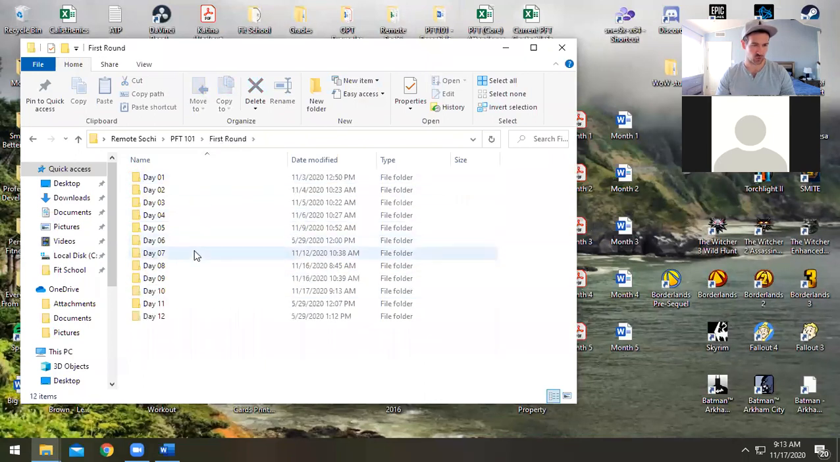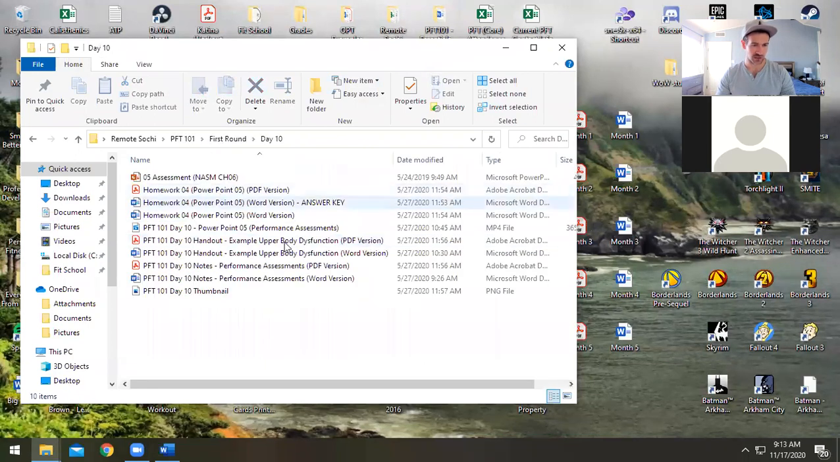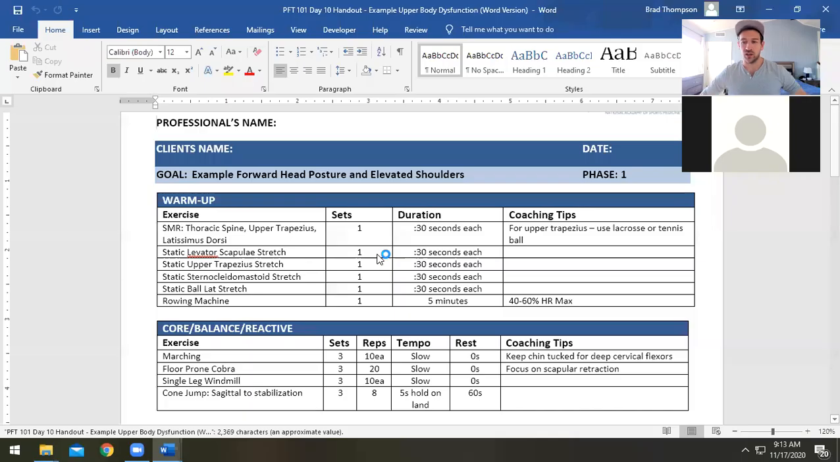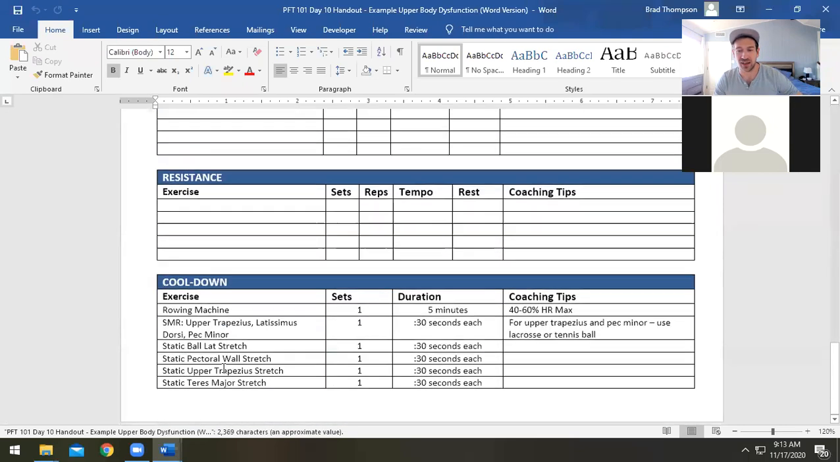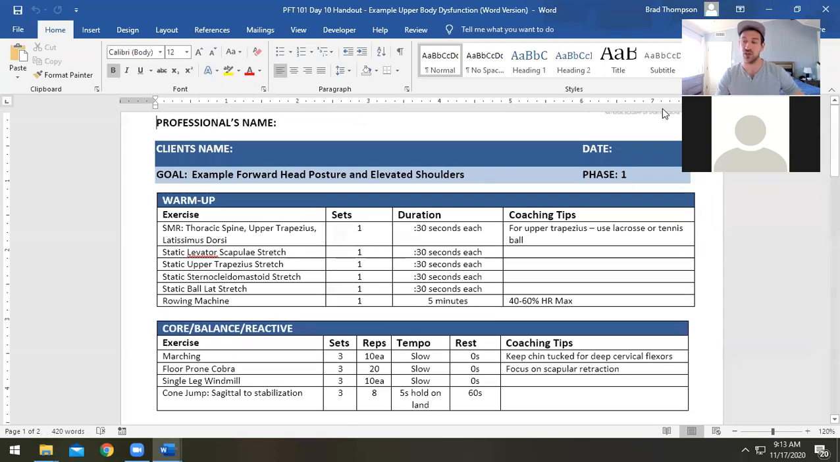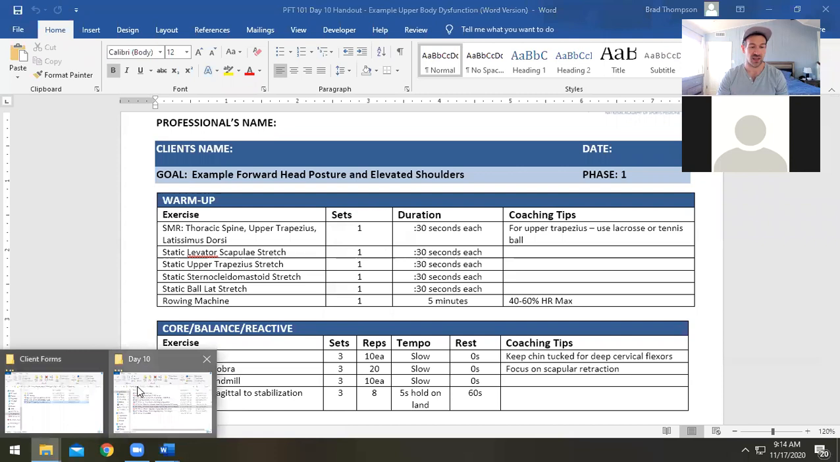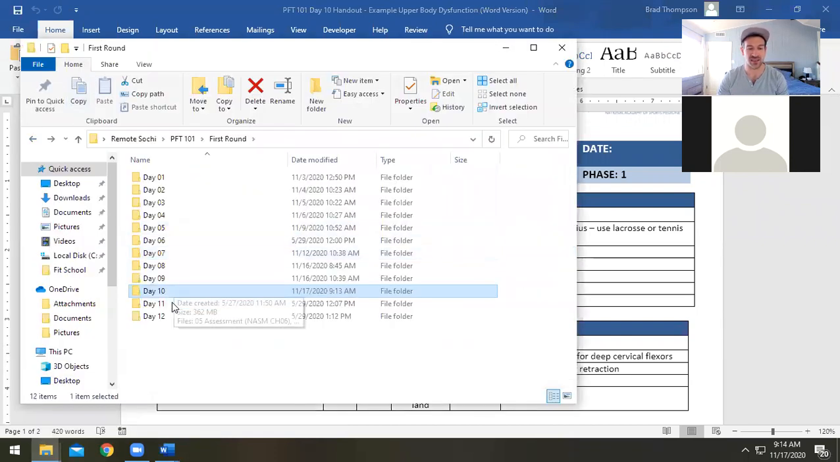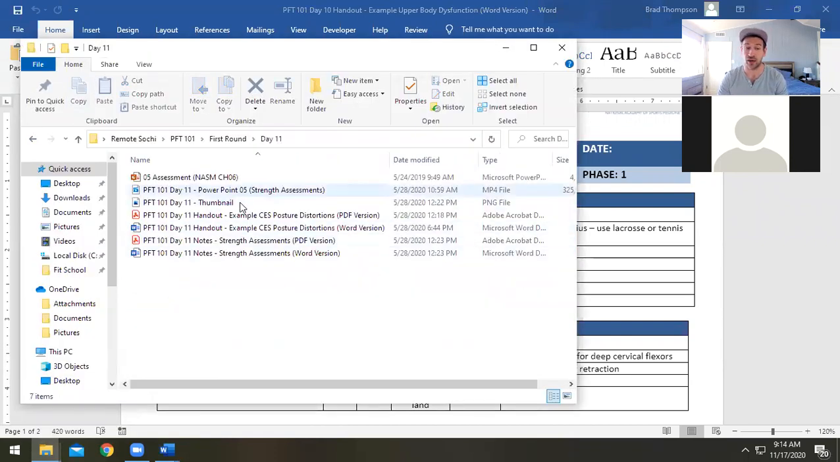Okay, so we're going here, and today we are looking at upper body dysfunction. So last night we talked about it, right? We're going to look at two different versions here. So there are two common movement compensations when it comes to the shoulder area, right?